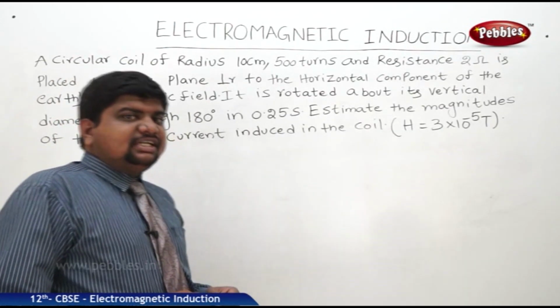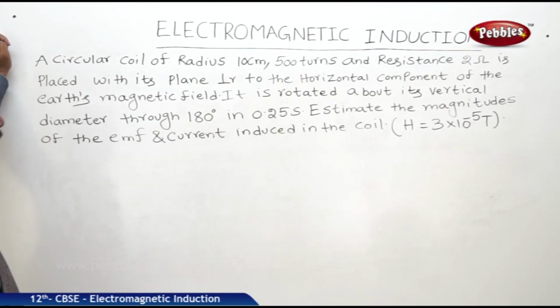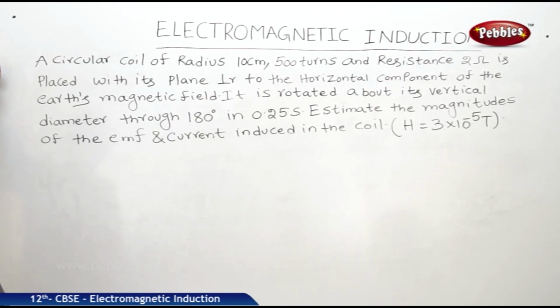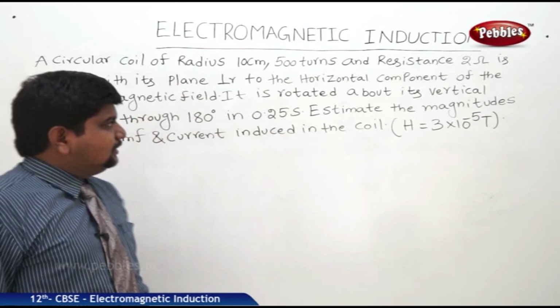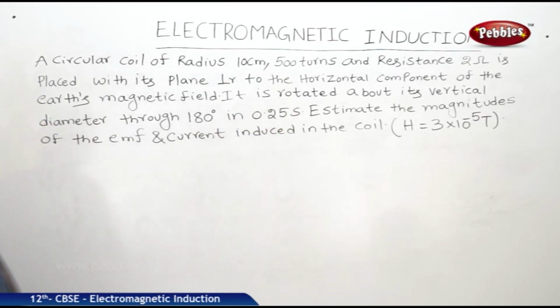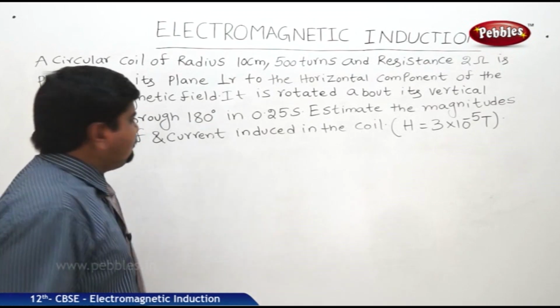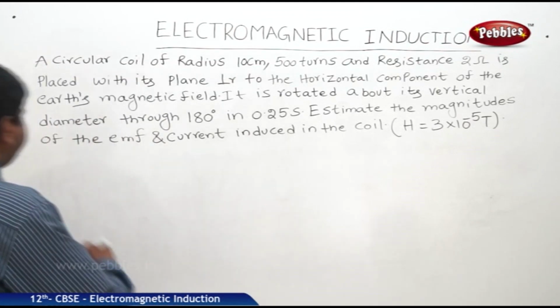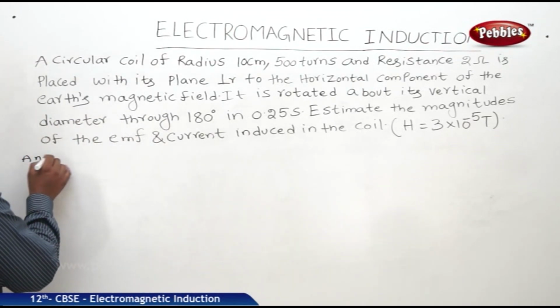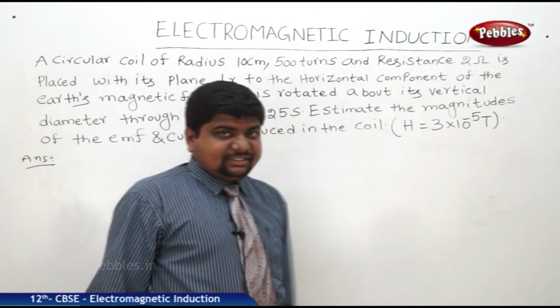Now we will see one problem related to magnetic flux and number of turns. The problem statement is like this. A circular coil of radius 10 centimeters, which has 500 turns and resistance 2 ohms, is placed with its plane perpendicular to the horizontal component of the Earth's magnetic field. It is rotated about its vertical diameter through 180 degrees in 0.25 seconds. Estimate the magnitudes of the EMF and current induced in the coil, where H, the horizontal component of the Earth's magnetic field, is 3 into 10 to the power of minus 5 Tesla.